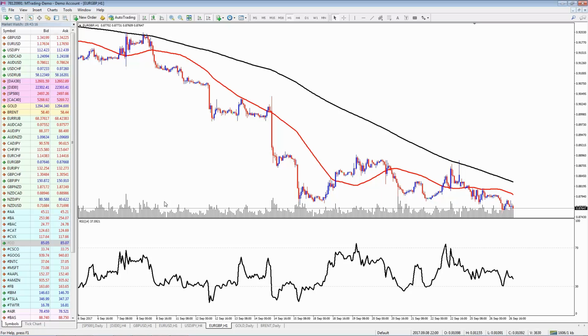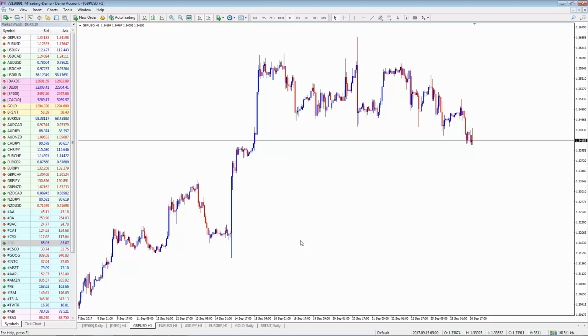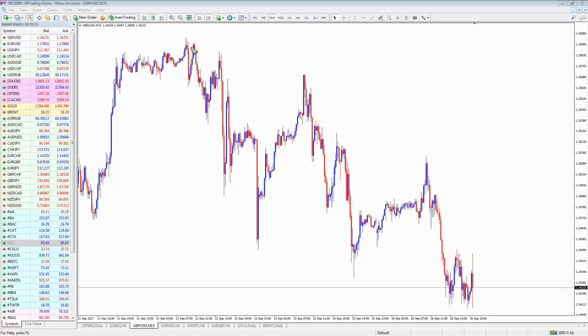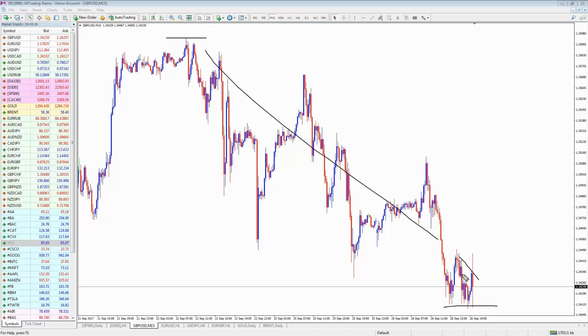So, for example, if I look at cable, let's go to a 15-minute time frame. What we're seeing in cable, all I want to know is market direction. So what is that market direction? From that high down to this low, the direction is down. So we know now that sterling is weak, sterling is down, and the dollar is strong, so the dollar is up. Just from looking at this chart here.